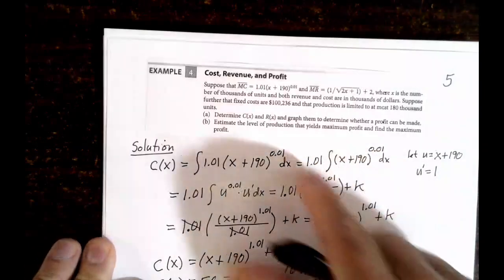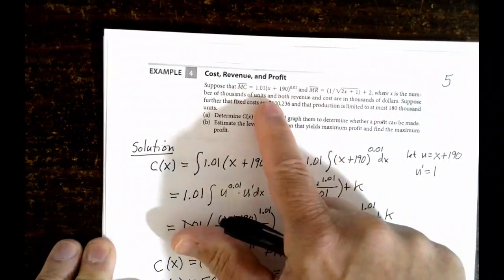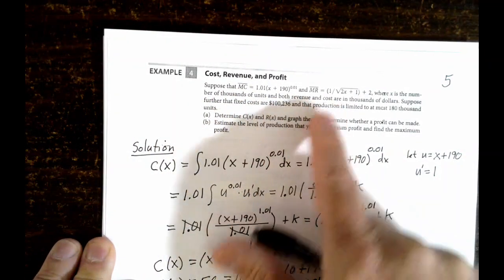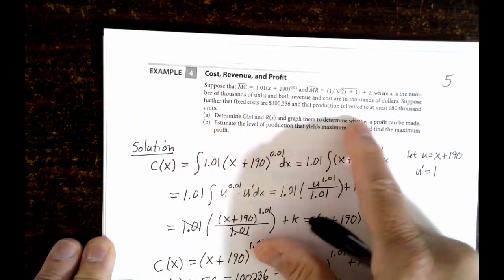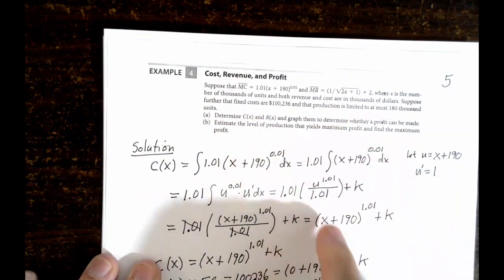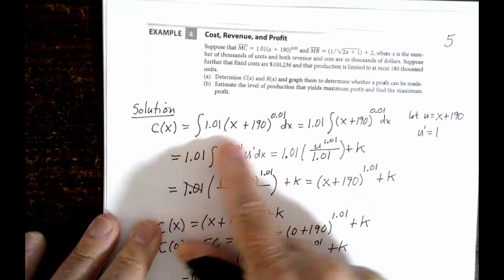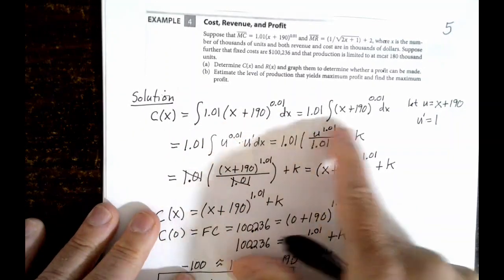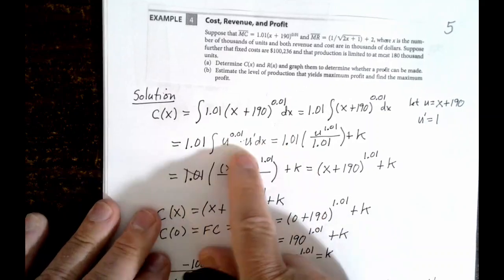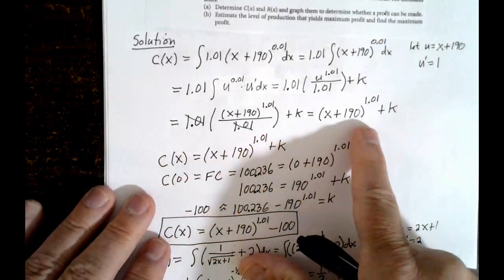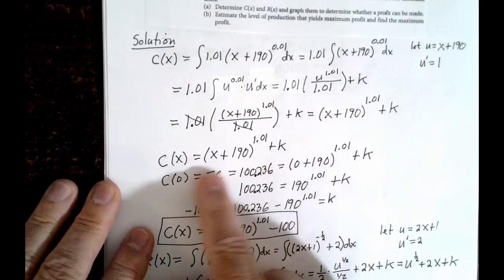Example 4: marginal revenue equals this, marginal cost equals this, marginal revenue equals that. They tell us fixed costs are this, and the production is limited to 180,000 units. So we're going to integrate cost. Got to use u and u prime here. You got to adjust it a bit, and then we finally get to here.